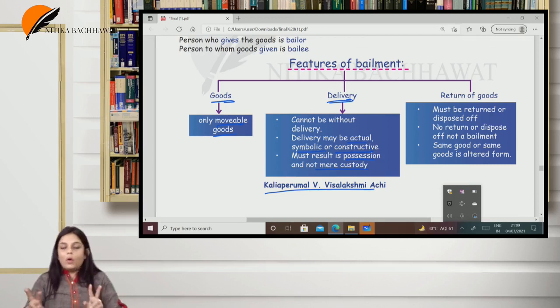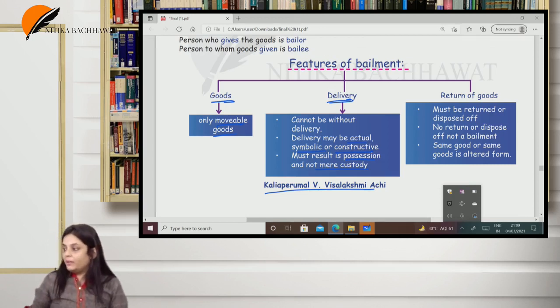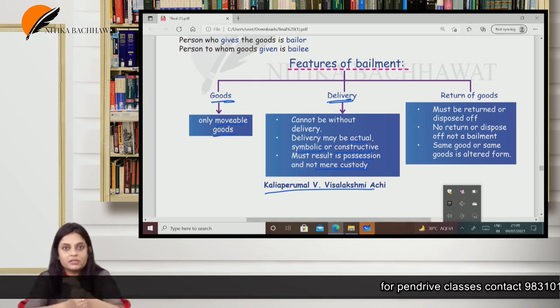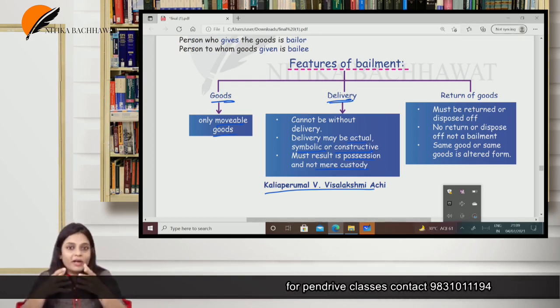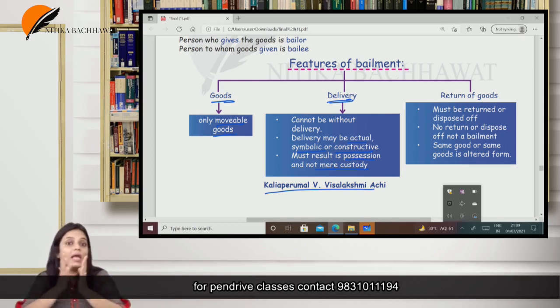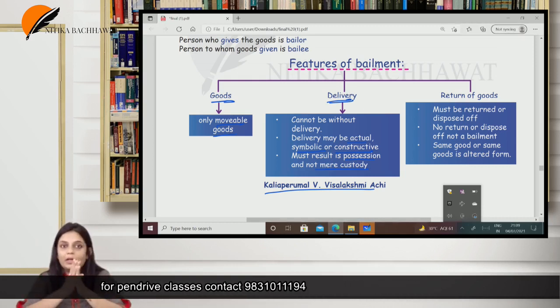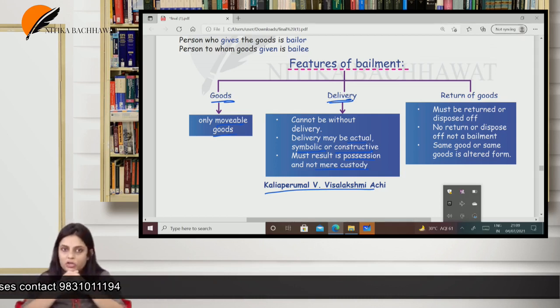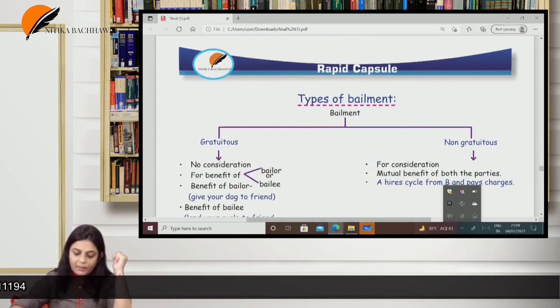Yes. Now we have two types of bailment. It could either be gratuitous or non-gratuitous. Gratuitous means it's out of gratitude, so I am not taking any consideration for the bailment. Whereas non-gratuitous means it is always for some consideration, right? I repeat again, bailment may be either gratuitous or non-gratuitous.